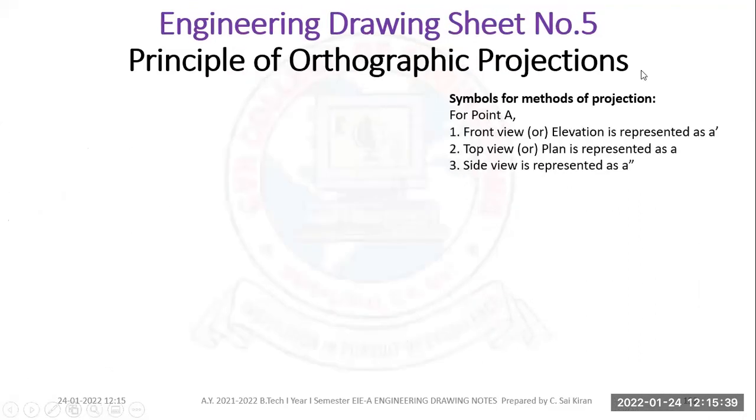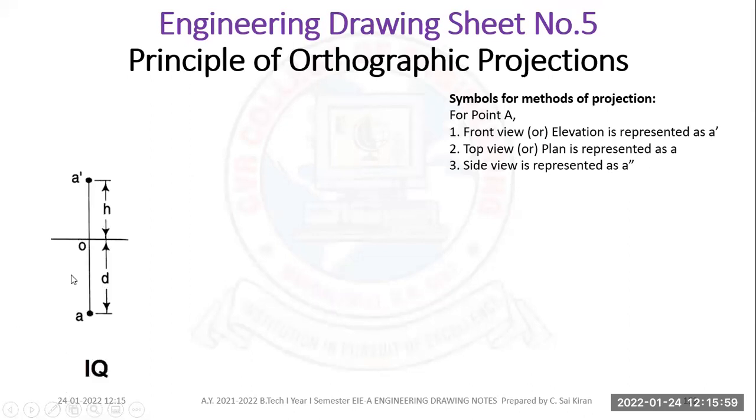So whenever we are representing the front view or elevation, it should be A dash. If the letter is A, it should be A dash. If the letter is, suppose, T, then front view should be small t dash. Top view should be small letter t, and the side view should be small letter t double dash. These things you have to remember.